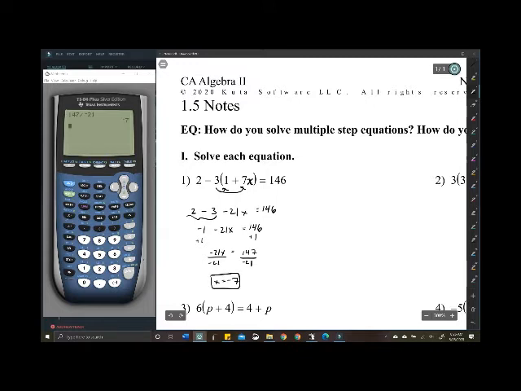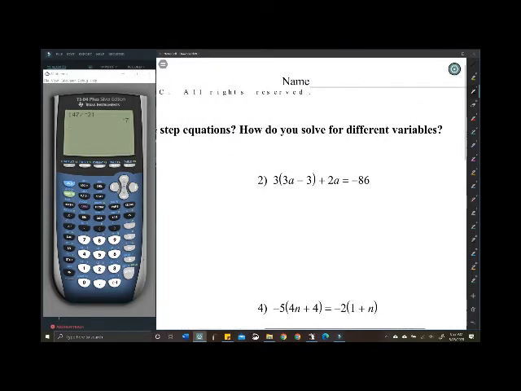Okay, so we call it multiple steps because not only are we distributing, but now we're doing a little bit of combining like terms first. Really, it's just another extension of yesterday's stuff. So number 2, this one here, distribute first.